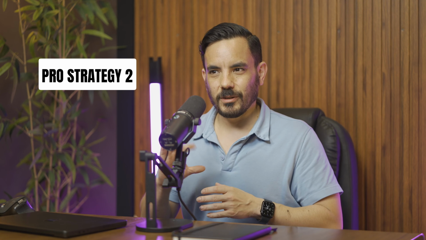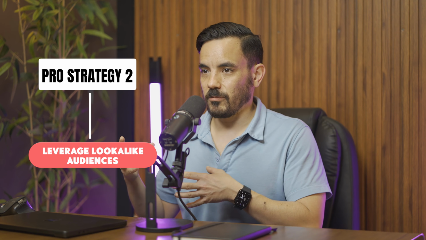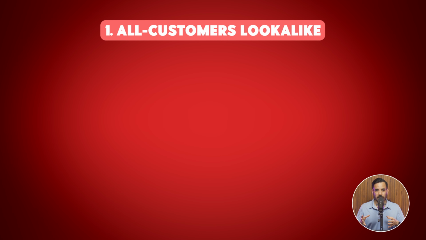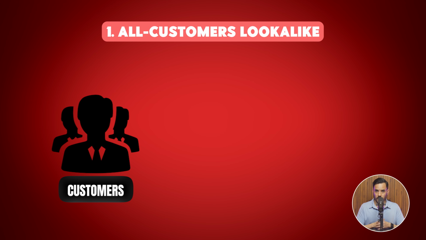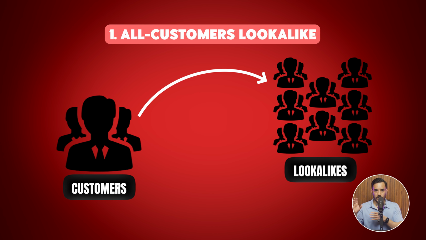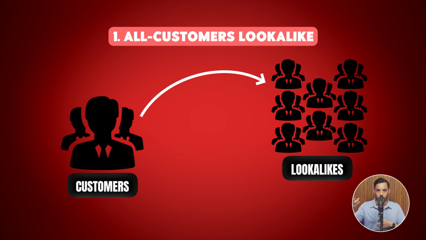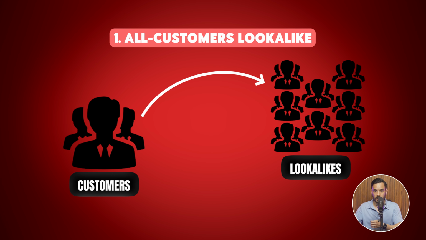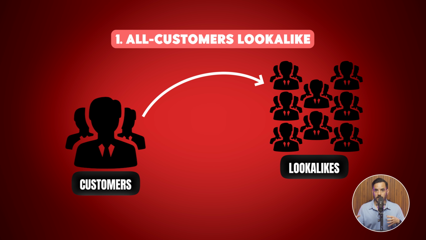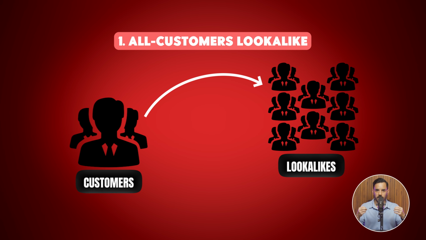Strategy number 2, lookalike audiences. These are performing exceptionally well in demand gen right now for a lot of my clients. Here's what I recommend. Create and test both of these lookalike types simultaneously. The first type is an all customers lookalike. Export your entire customer list or just use the audience in Google of people who already purchased and then create a lookalike based on that data.